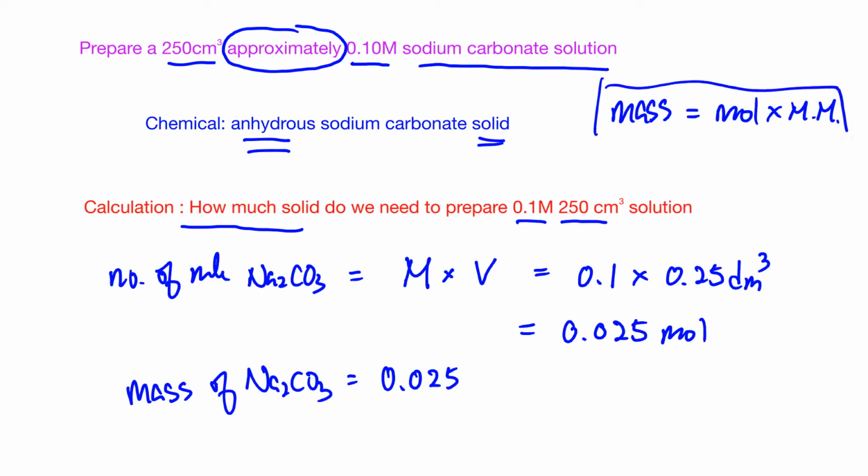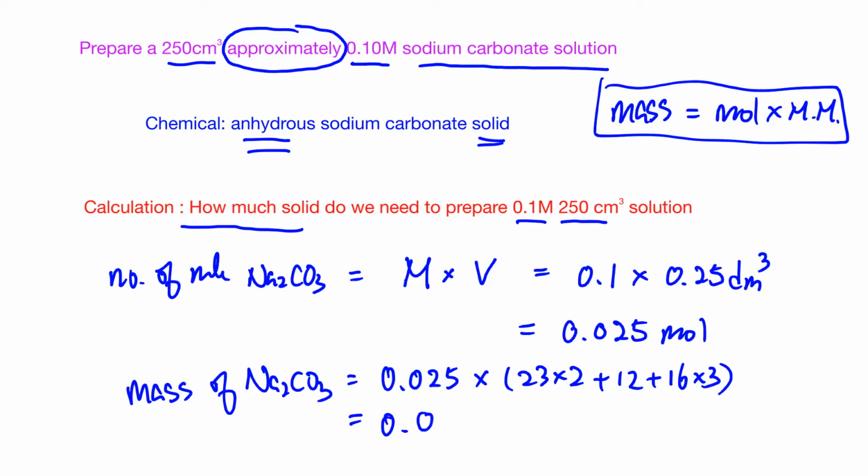Okay, so therefore we're going to times 23 times 2, plus 12, plus 16 times 3. So this will equal 106, and it will equal 2.65 gram. Now we know that if we want to prepare this solution, we need 2.65 gram. But when you go to the lab and try to measure 2.65 gram, every time it won't be that exact. Maybe you got 2.73 gram.